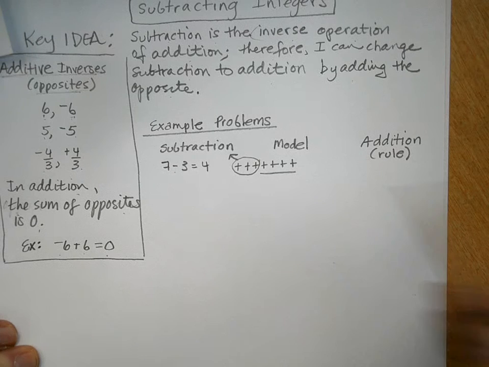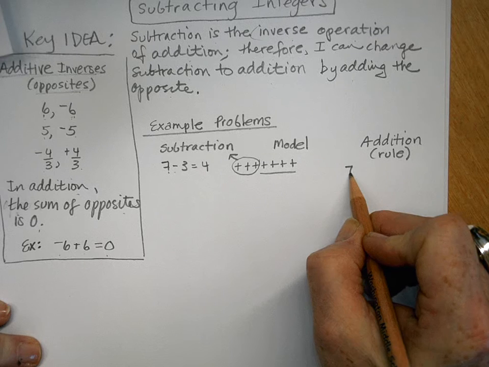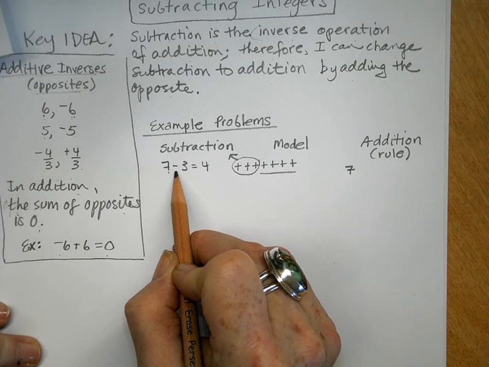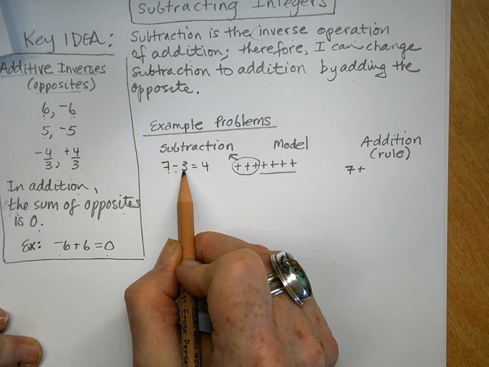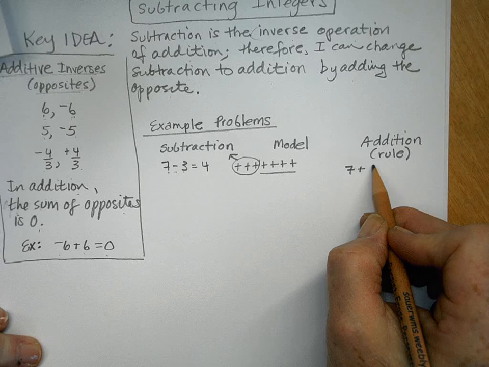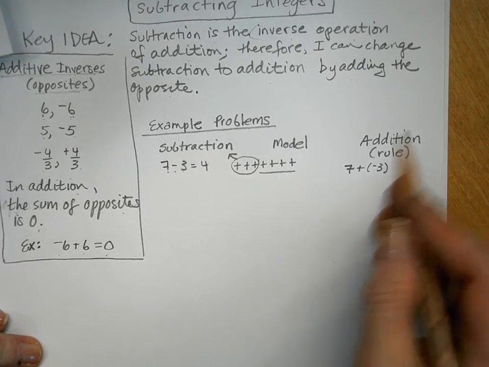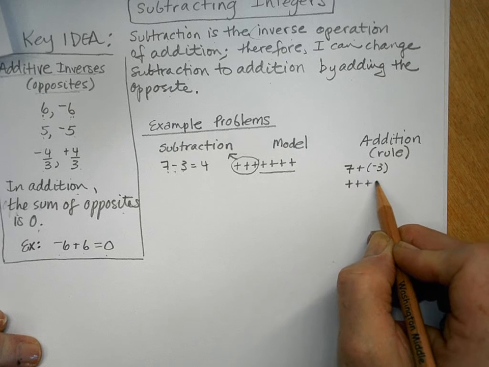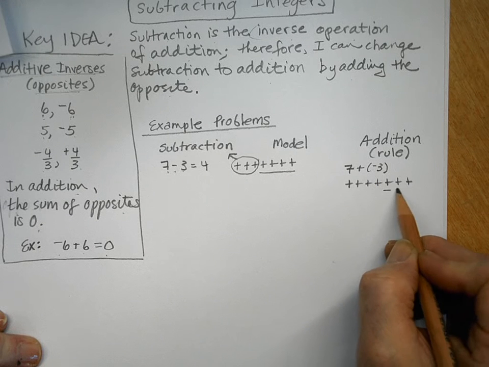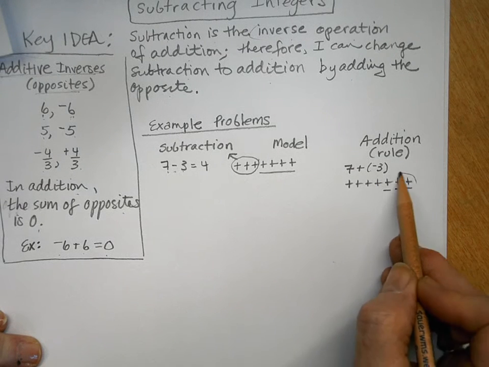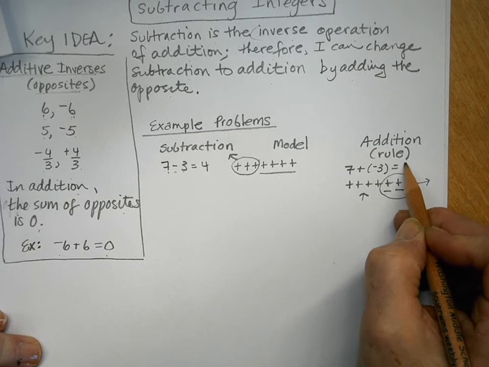What I have left is 4. Now I can change this into an addition problem. And I do it by keeping my first number always the same, 7. And then I'm going to change my subtraction sign to addition, but I'm going to change this number to its opposite. The opposite of +3 is -3. Now I could model this. It would look like this. 1, 2, 3, 4, 5, 6, 7. And I would model -3, 1, 2, 3. I could see there are 3 zero pairs, so I would remove those. And my answer is +4.